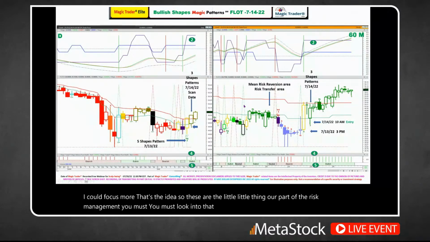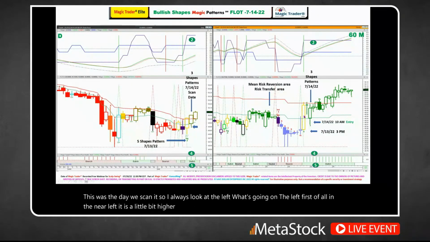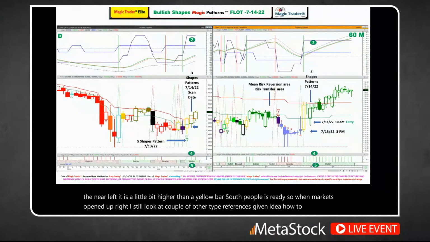Now let's talk about the mean risk reversion area. This works perfectly. First of all, this was the day we scanned it. I always look at the left, what's going on at the left. In the near left, it is a little bit higher and a yellow bar. So the setup is ready when the market opened. I still look at a couple of other time frames, but I just want to give an idea how to pinpoint and limit drawdown.